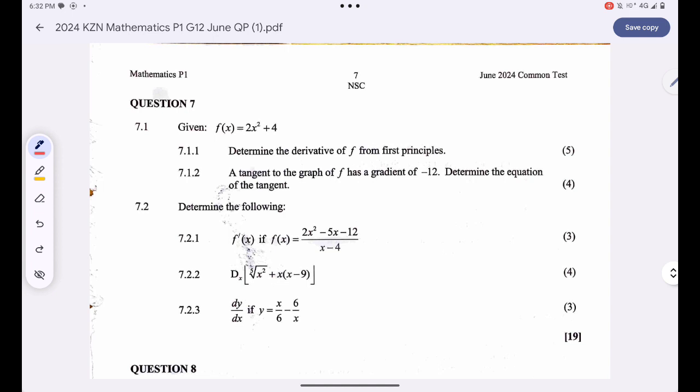Most importantly, please do take this seriously, because knowing how to tackle exam questions will give you an edge whenever you write your mid-year exam, your preliminary exam, and most importantly your final examination.